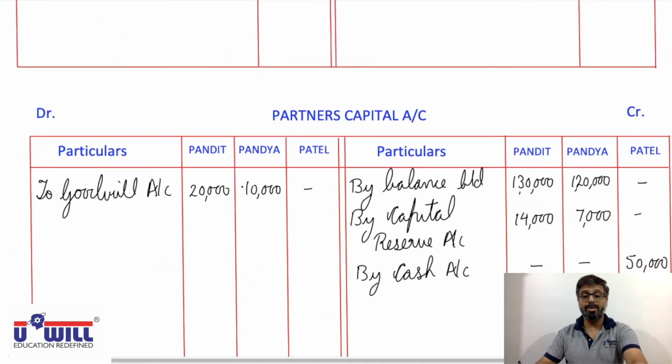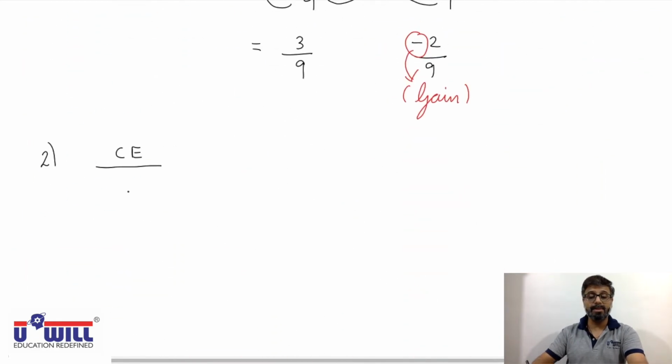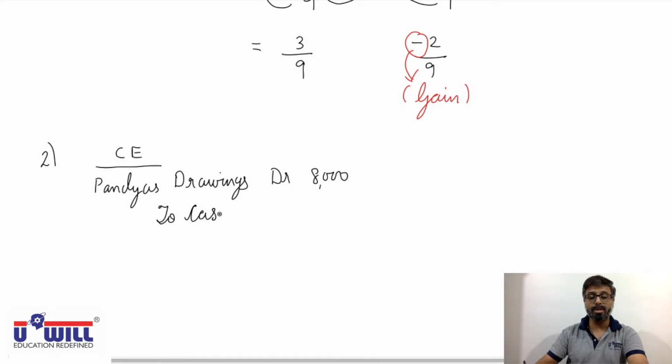Pandya. So the correct entry should be a personal expense, meaning Pandya's drawings account debit. Personal expense, so the owner or partner Pandya is the receiver, debit the receiver. Pandya's drawings account debit 8,000. Cash goes out, credit what goes out, to cash account 8,000.